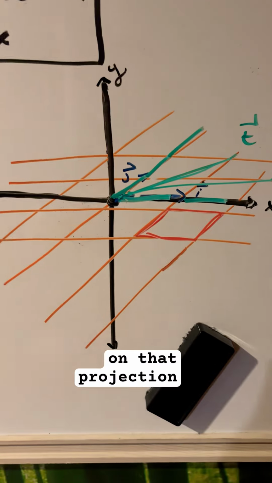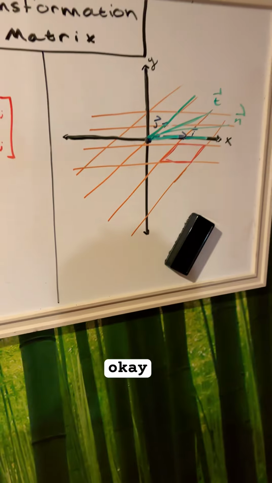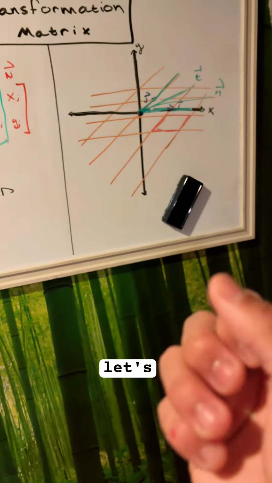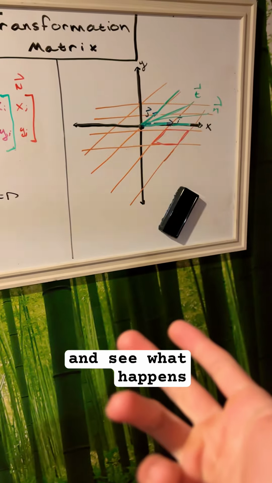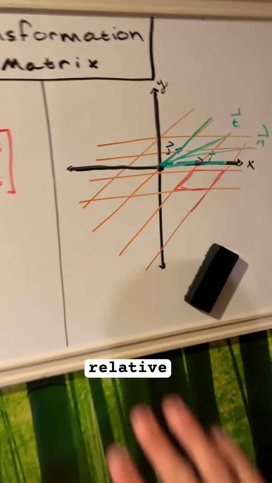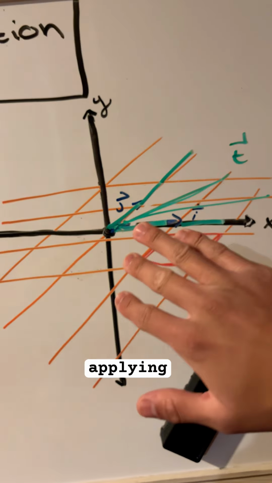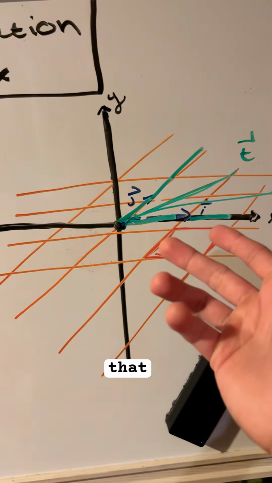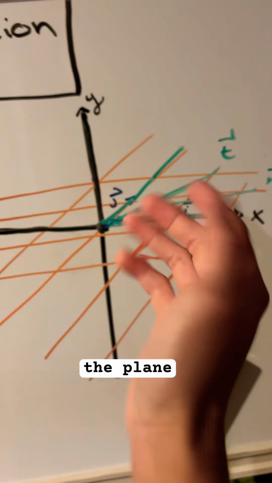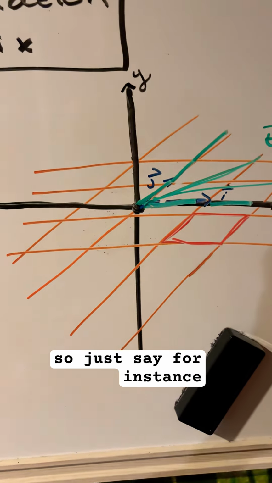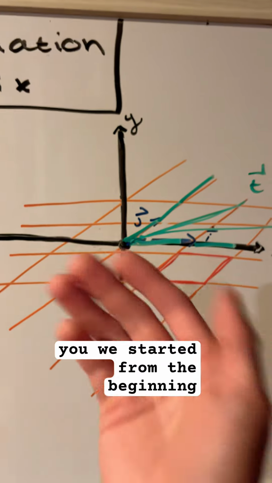So based on that projection, now that we're able to project a new transformation, let's now apply another transformation and see what happens. So relative to this secondary plane, you're applying a new transformation matrix that allows you to orient the plane relative to that plane. So just say, for instance, we started from the beginning, you had the XY graph.